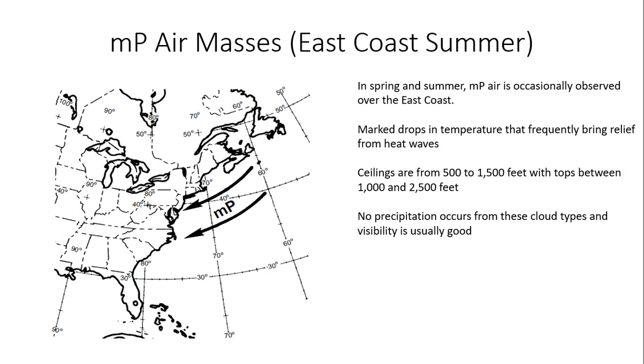Ceilings are generally low, between 500 and 1,500 feet. Tops are not very high at all. So you have some marginal VFR conditions if you're a pilot flying through it. No precipitation generally occurs with these cloud tops or types, and visibility is usually good. So with this case, you usually have a very stable layer of air. If anything, you might get a little drizzle.